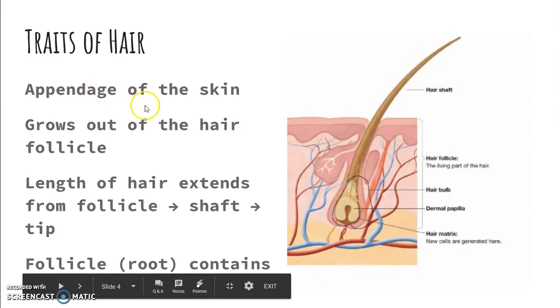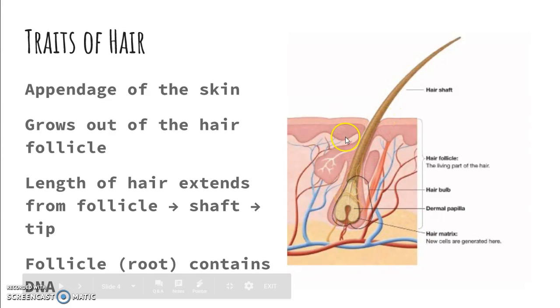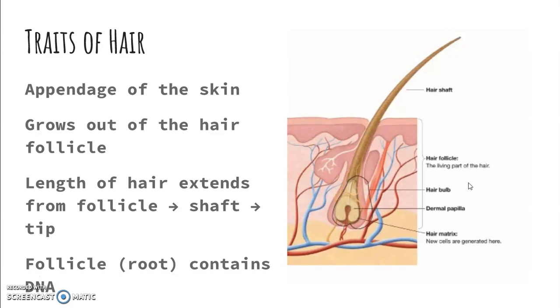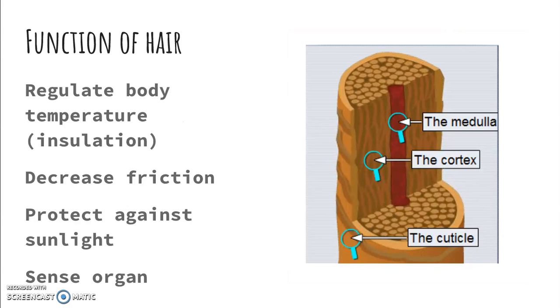So traits of the hair: it's an appendage of the skin and grows out of the hair follicle, which is this area here. So it's all of this. The length of the hair extends from the follicle all the way to the tip, and the root or the follicle can contain DNA. Lots of different reasons to have hair. It regulates body temperature, helps for insulation, decreases friction, protects against sunlight. It's also a sense organ.